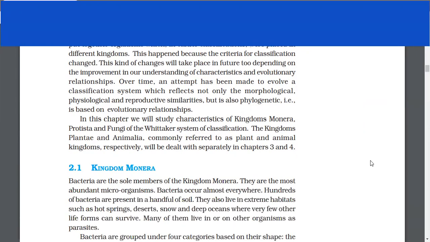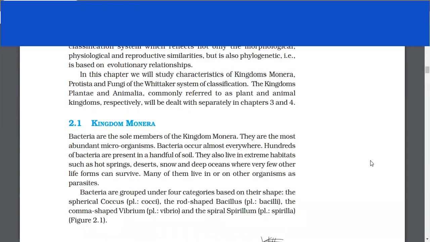In this chapter, we will study characteristics of kingdoms Monera, Protista, and Fungi of the Whittaker system of classification. The kingdoms Plantae and Animalia, commonly referred to as plant and animal kingdoms respectively, will be dealt with separately in chapters 3 and 4. Kingdom Monera.